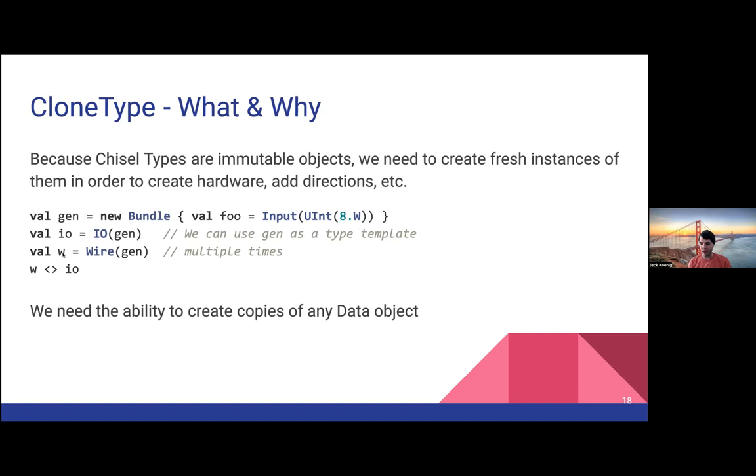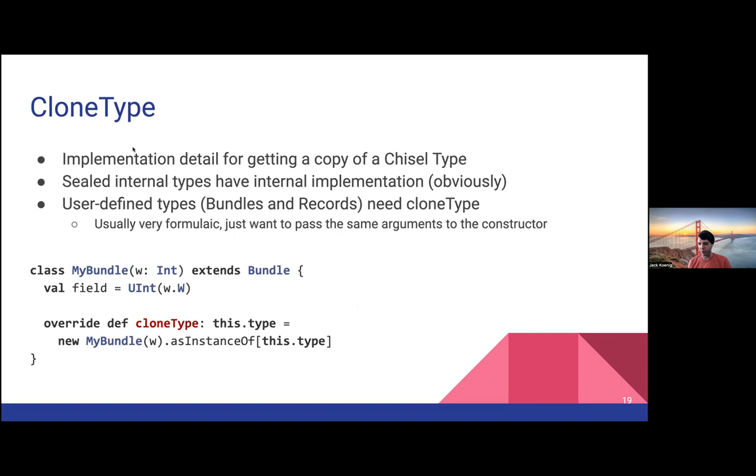Which means this IO and this W need to be different objects. In order to make them different objects, I have to be able to create fresh instances of this one. We call it clone type. So we need the ability to create copies of any data, including user-defined types like this bundle. The way this used to work, in older Chisel code, you might see a lot of override def cloneType where people would have to implement it themselves. And this is just formulaic boilerplate.